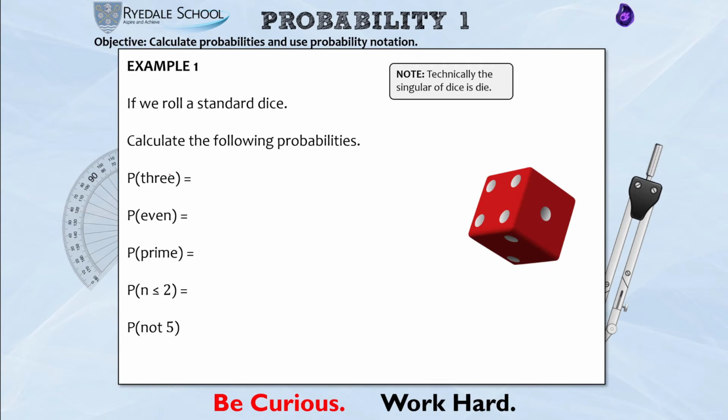And obviously we as mathematicians don't want to write too much, so as long as we know that this is a standard die, that is pretty obvious. I mean probability of rolling a 3. If I wanted to be even more clear, I could perhaps write in the brackets rolling a 3.